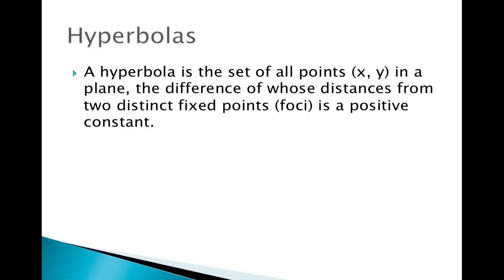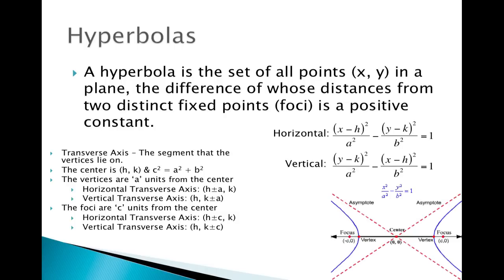Well, by definition, a hyperbola is the set of all points (x, y) in a plane, the difference of whose distances from two distinct fixed points called foci is a positive constant. All right, well that doesn't really quite tell us what a hyperbola looks like, but that's what its definition is. So we're going to pull up a ton more information here. I'm going to walk through it all with you.